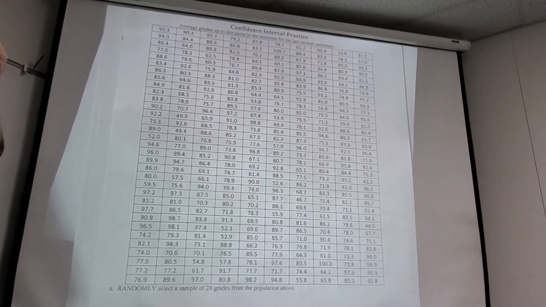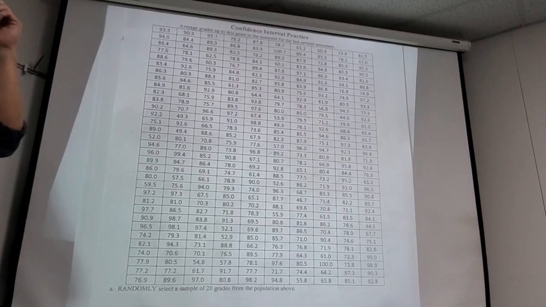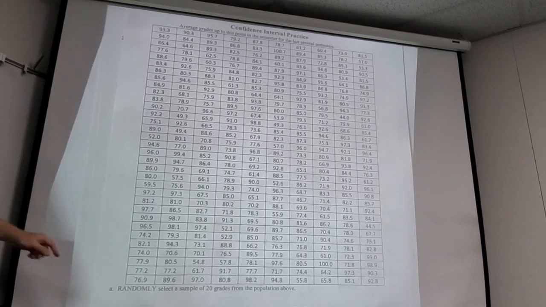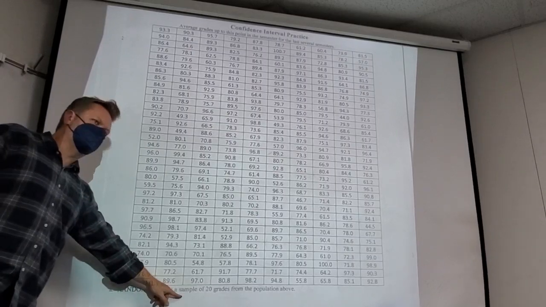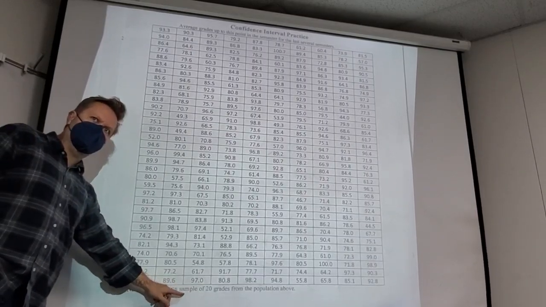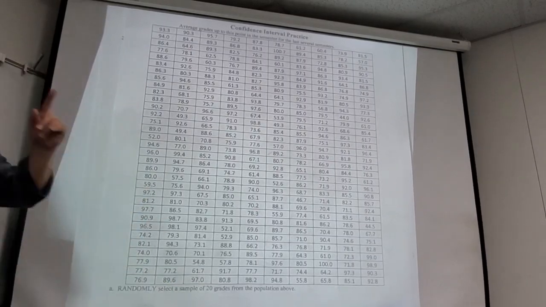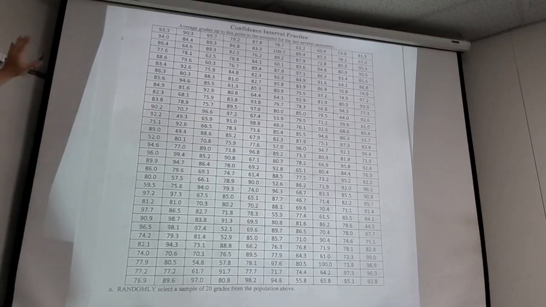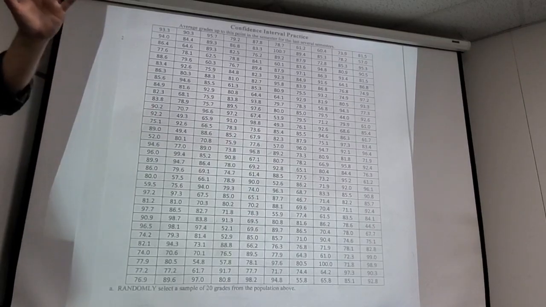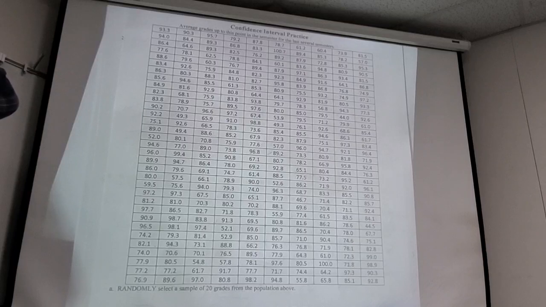Can anyone tell me a method that would not get me a truly random sample? We need a truly random sample of grades. So here's what, can somebody tell me a way you can make sure that you don't get a random sample of grades?